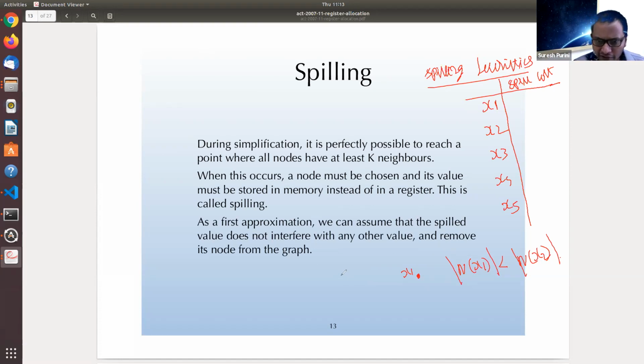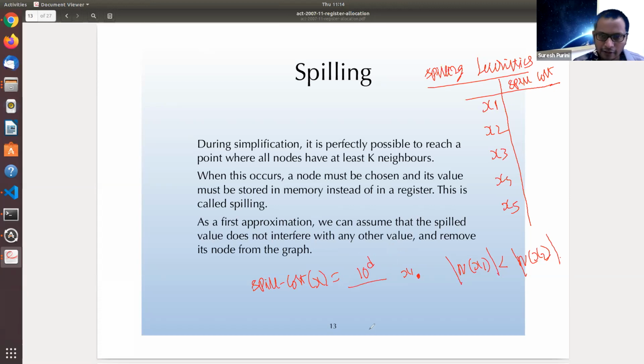So let's say if a variable is present in a d-way nested loop, then the spill cost of a variable x, for example, we can say 10 to the power d, where d is the depth at which the variable x is present. If the variable is not present in a loop, then d is equal to 0. If the variable is present in a 1D loop, then d is equal to 1. If the variable is present in a 2D loop, then d is equal to 2.